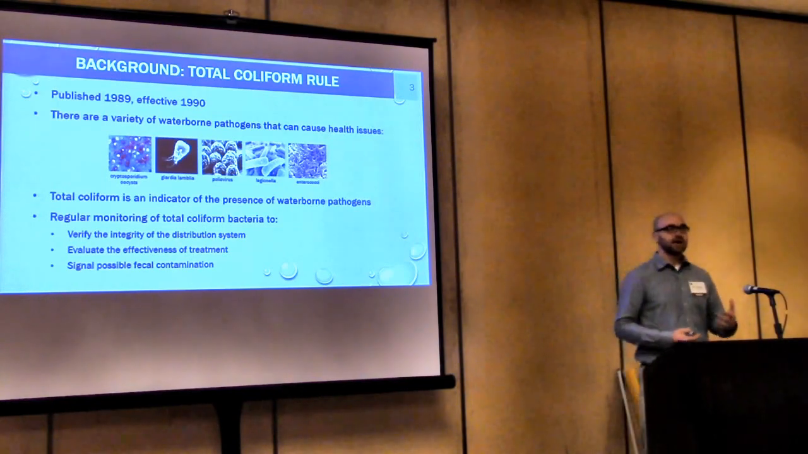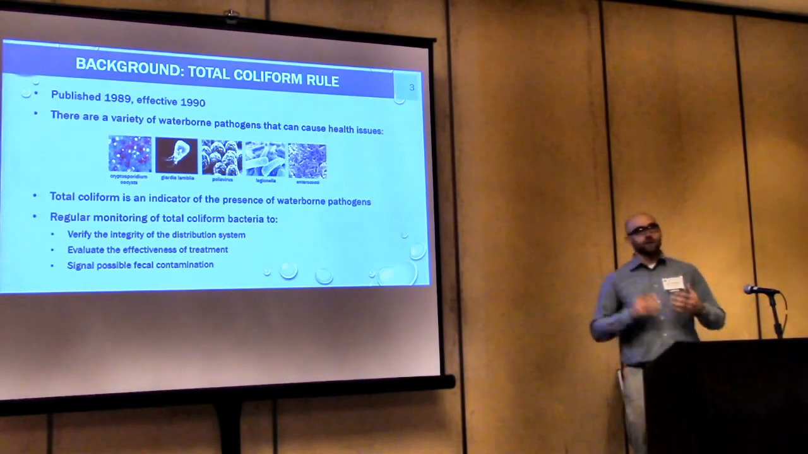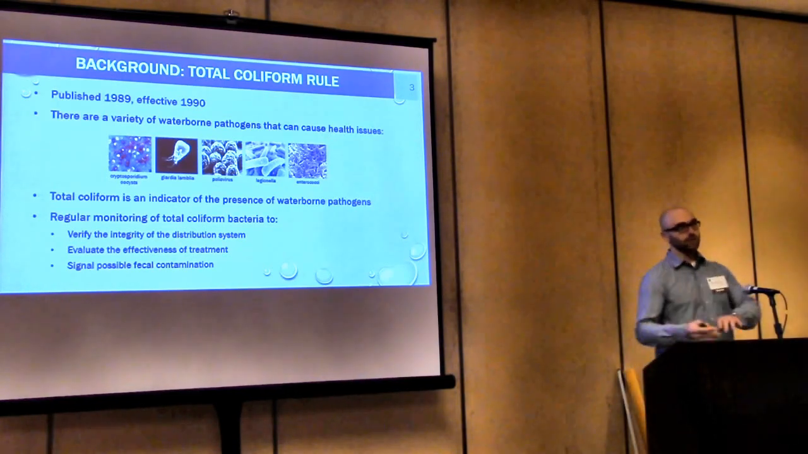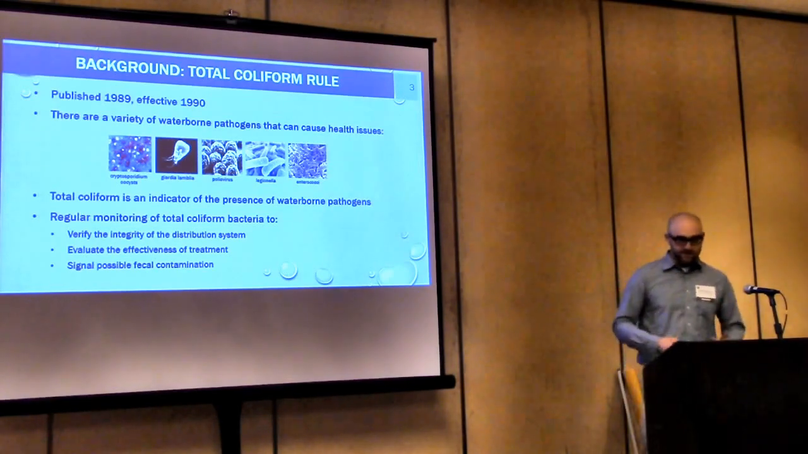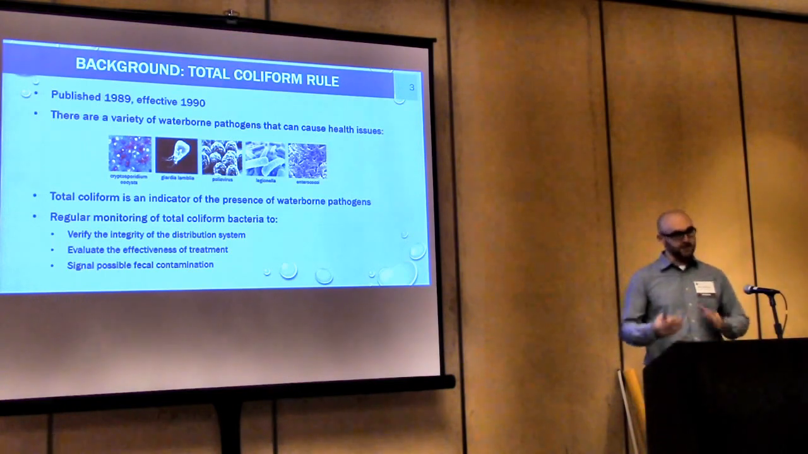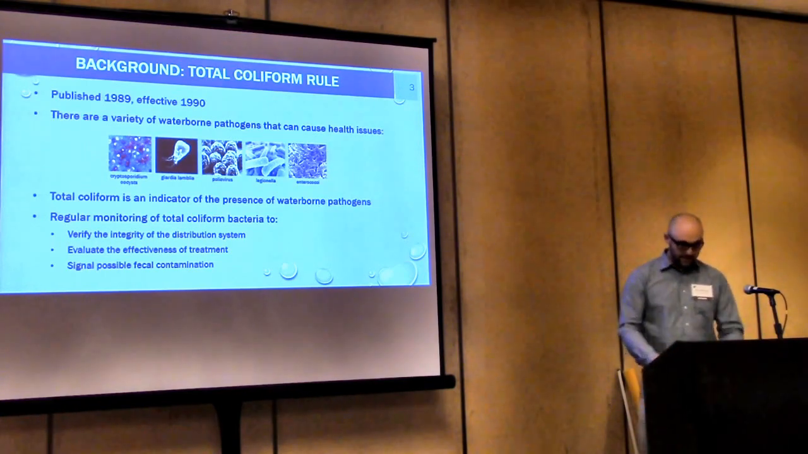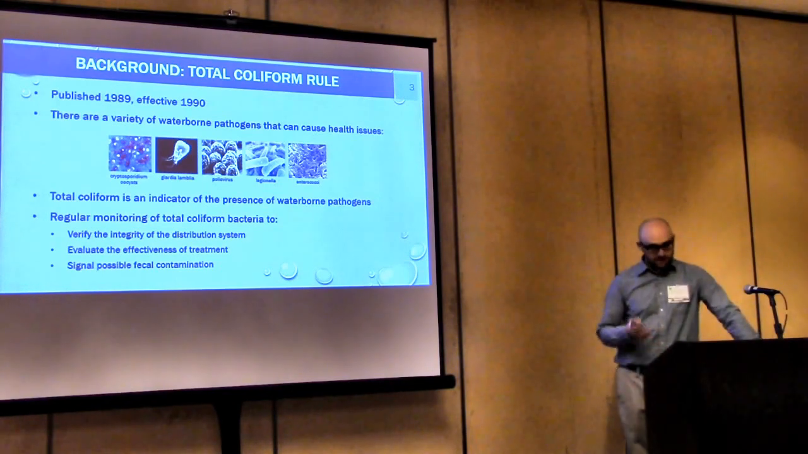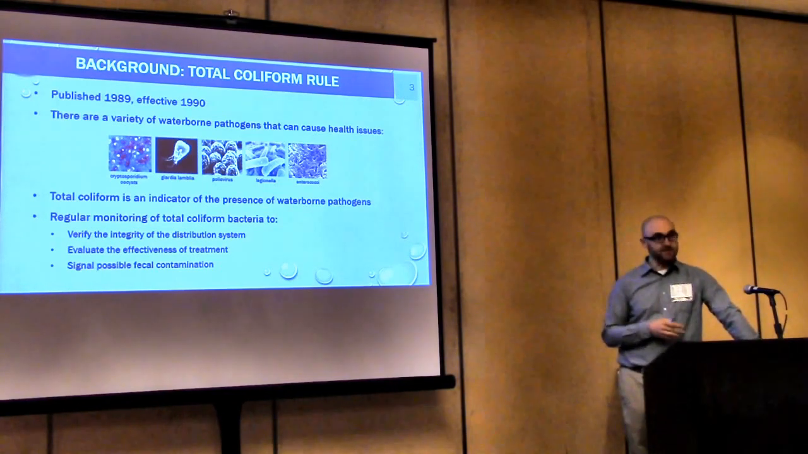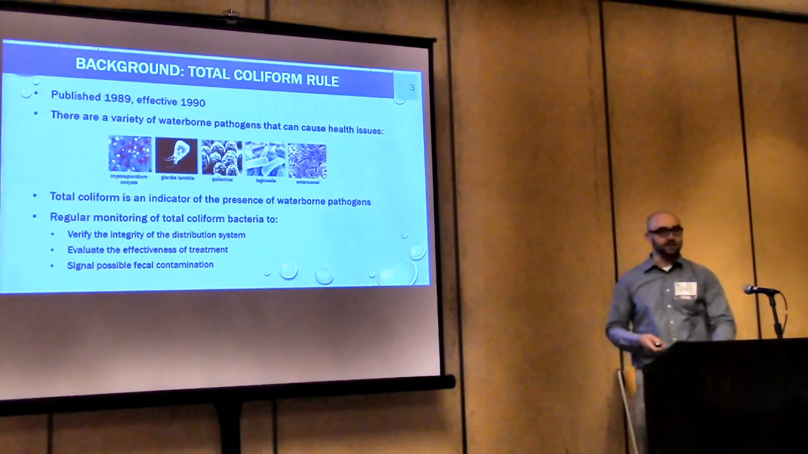So if we see it, it means something's going on and there may be some pathways through which other more harmful stuff can get into your water. So the presence of coliform in drinking water suggests that there's a pathway for pathogens. The absence, therefore, of total coliforms in the distribution system minimizes the likelihood that pathogens and fecal contamination are present in the drinking water.